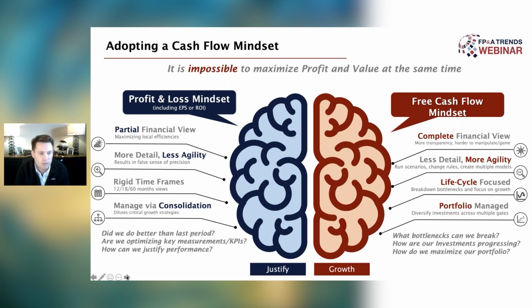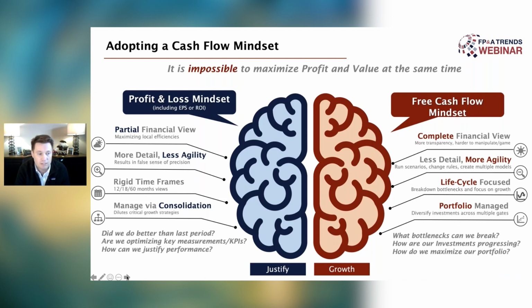In your traditional profit and loss mindset that we all have, it tends to focus very much on account detail and detail in general, right? And the result is really a false sense of precision. On the cash flow side, you can have more detail, but the need isn't there, right? It's more about the sources and uses of cash, and that creates a more flexible environment.